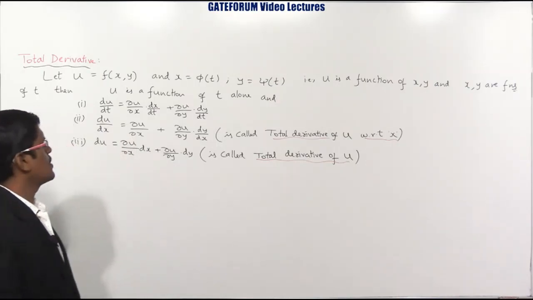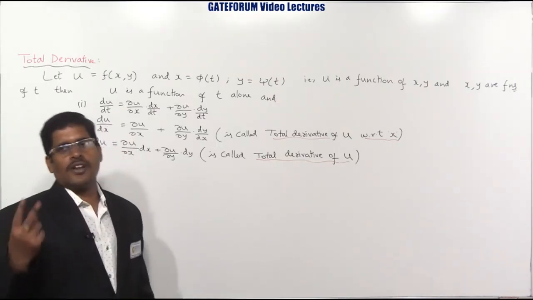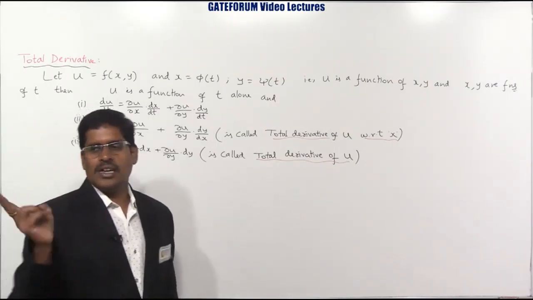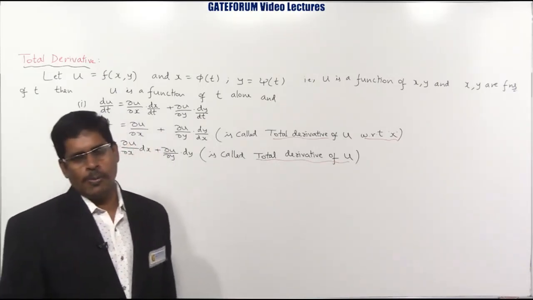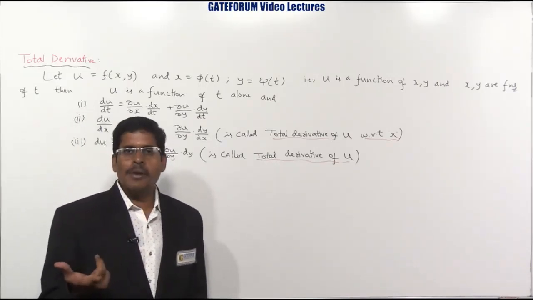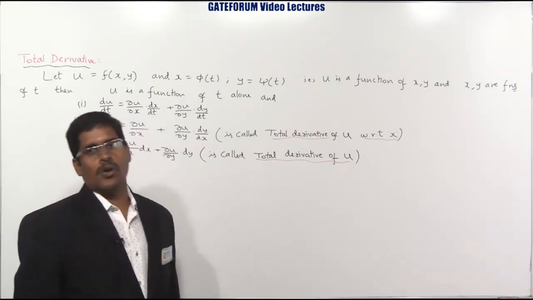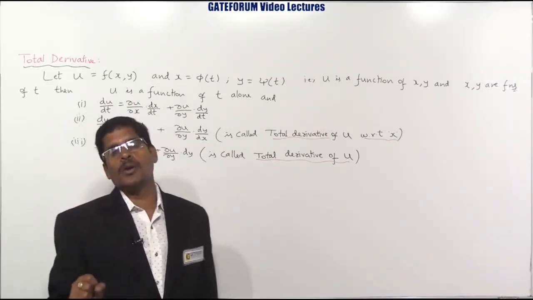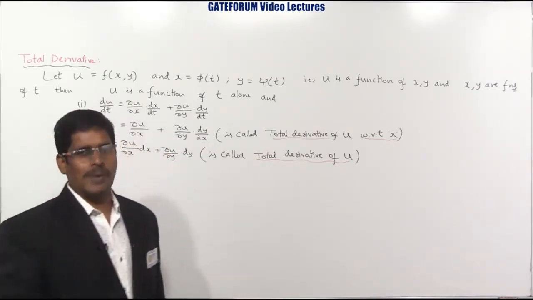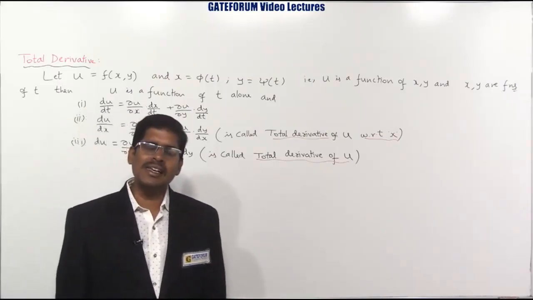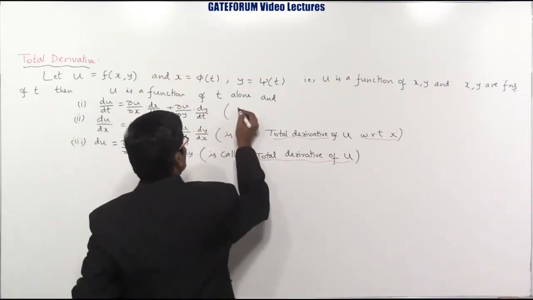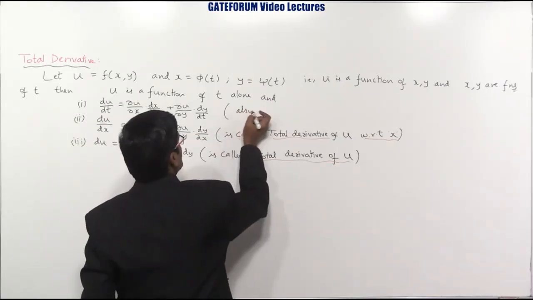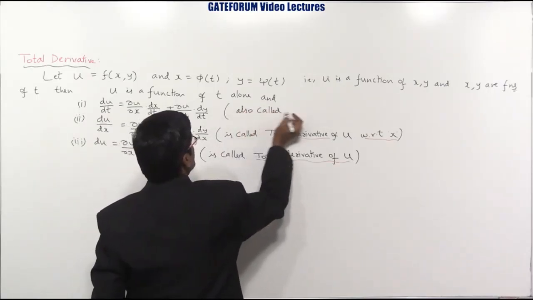So easy to remember. So when u is a function of two independent variables x and y, naturally two partial derivatives take place, dou u by dou x, dou u by dou y. And x comma y are functions of single variable t alone. So when it is a single variable, then ordinary derivative takes place. That means dx by dt, dy by dt. This is also called the first one, chain rule.